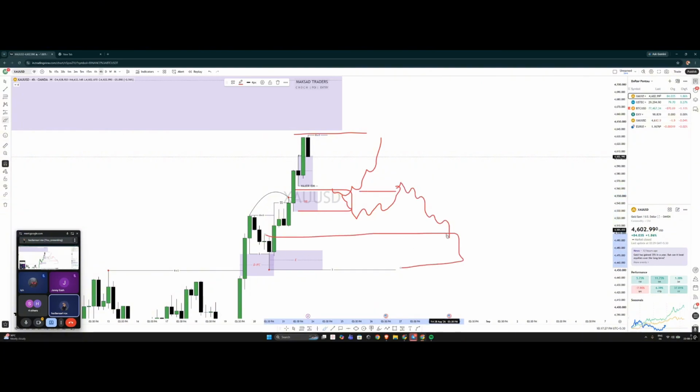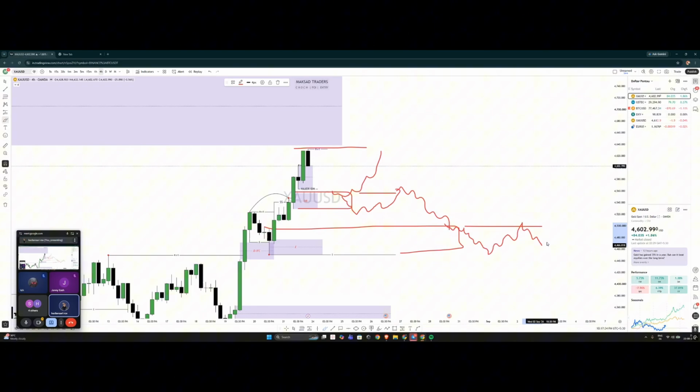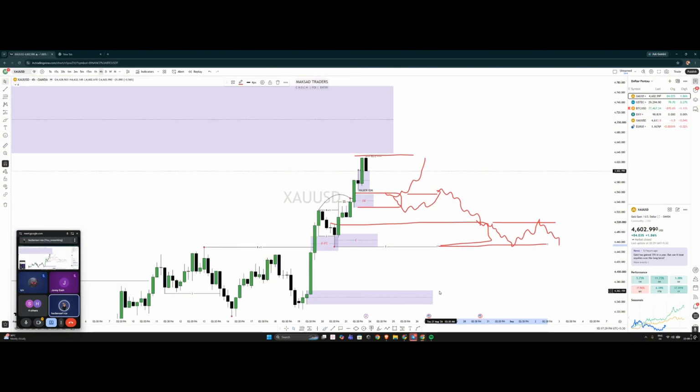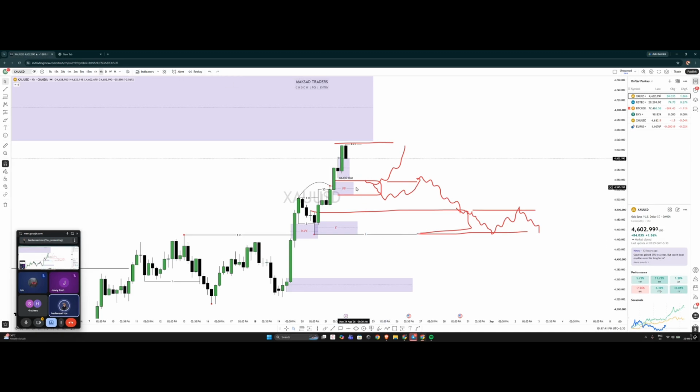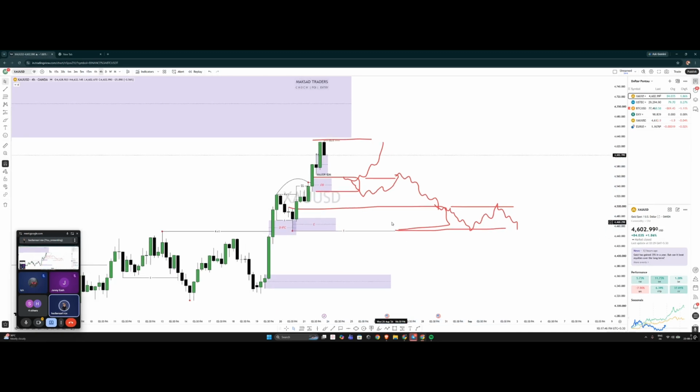Okay, now if this area fails, then obviously you will wait for inducement, and then you will target this low. And according to 4 hours, if the market takes out the inducement, failing these decisional order block and extreme order block, then on the inducement, if you see the sweep, obviously you will go bullish.